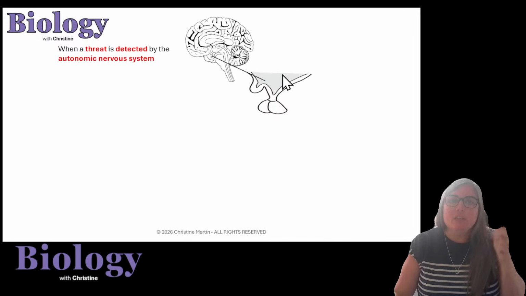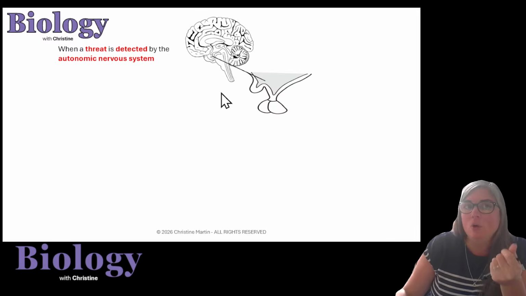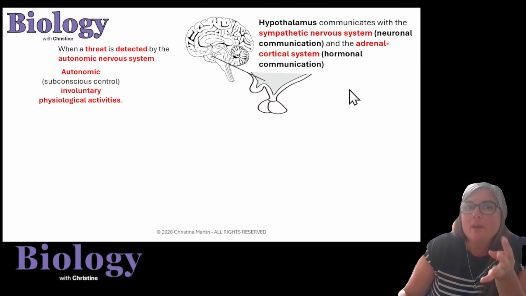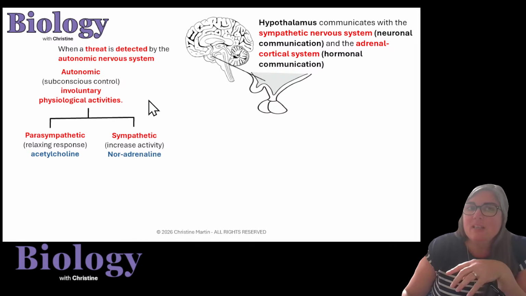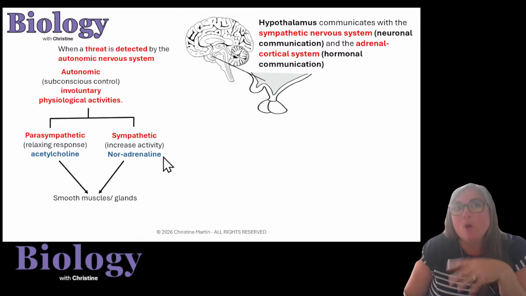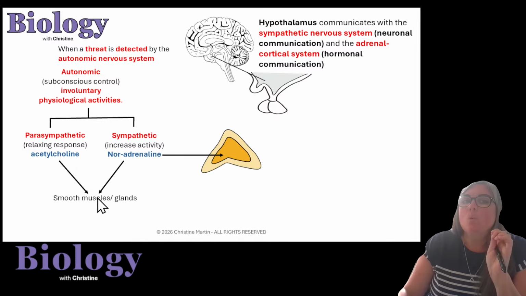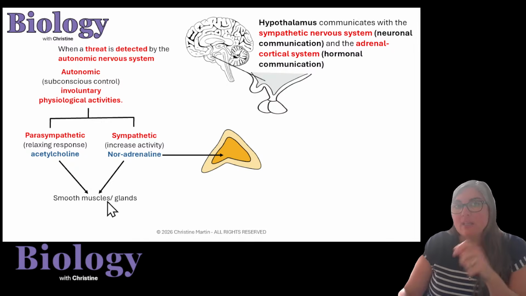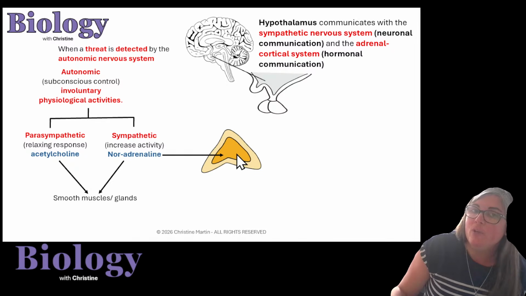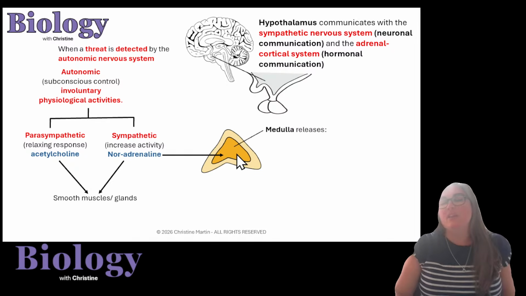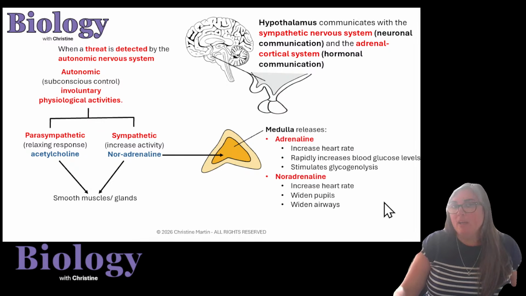And then the other thing to note about animal response is if there's a threat detected by your autonomic nervous system, that will result in communications with your parasympathetic system or your sympathetic system. Which one? What are we going to do? Well, the noradrenaline will obviously go with the muscles and the glands, but we also have that our noradrenaline can signal for the medulla of the adrenal gland to secrete adrenaline or noradrenaline.